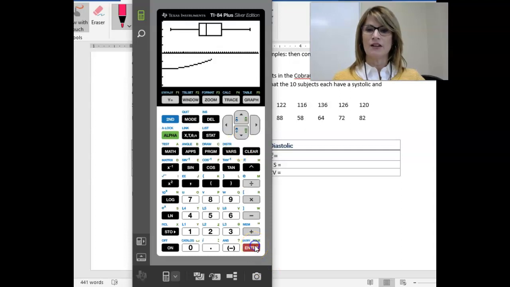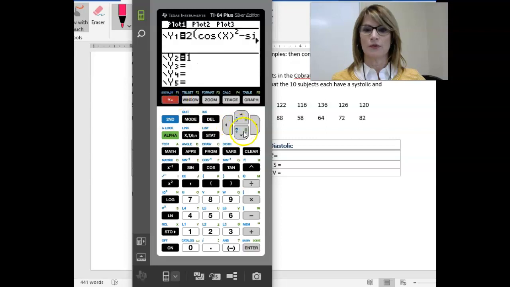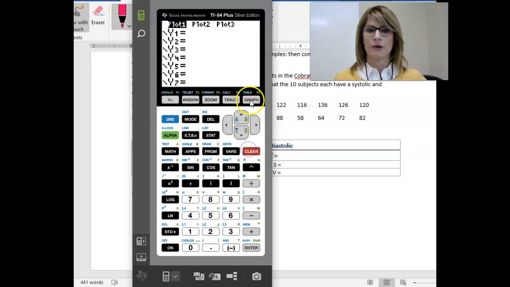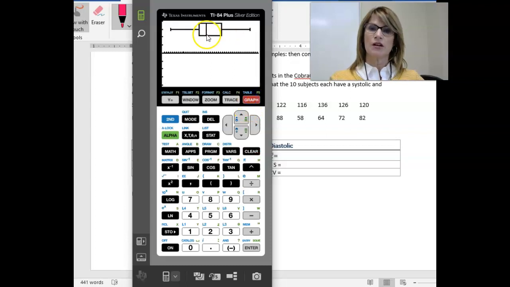Zoom Stat, enter, and then, oh, looks like I've got some weird stuff in here. Let me erase trig from this morning. My apologies. Okay, so here's our box plot. And you may be thinking, I can't tell what those numbers are. What is the minimum? What is the max? Trace. And it will tell you what your numbers are.